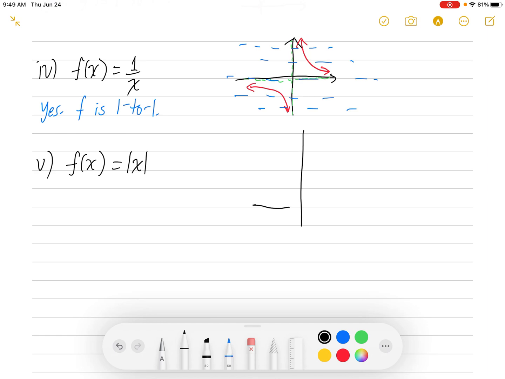Okay, we'll do one more final example, the absolute value of x. When we graph that out, that's a V, right? And clearly this fails the horizontal line test. We hit twice when we draw a horizontal line. So no, f is not one-to-one.